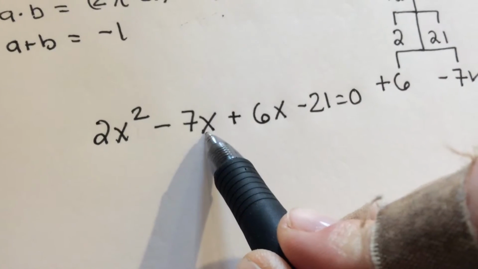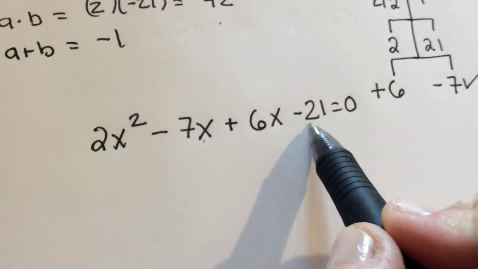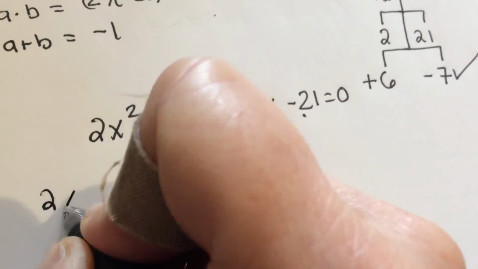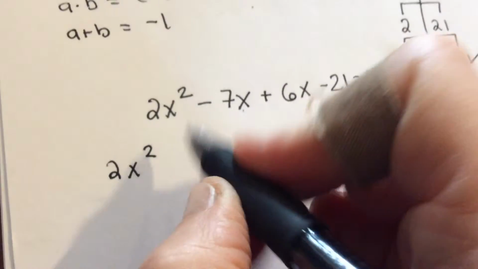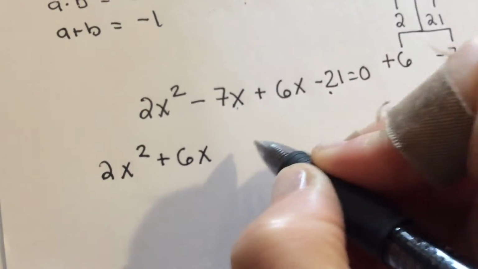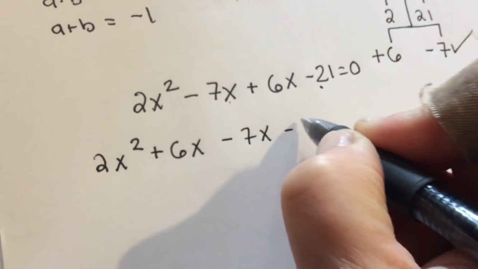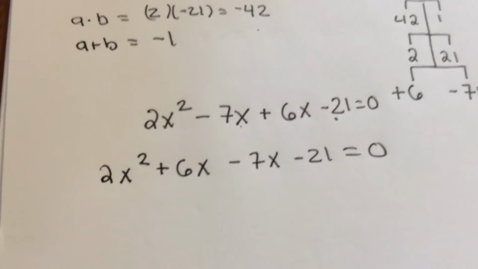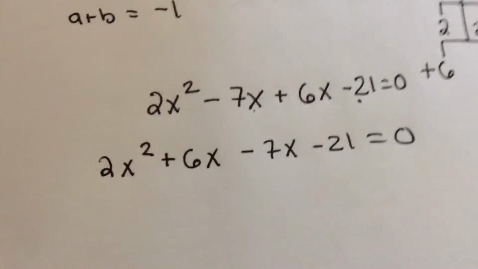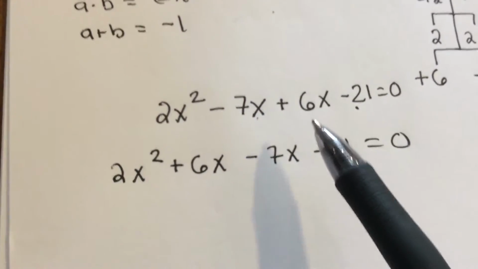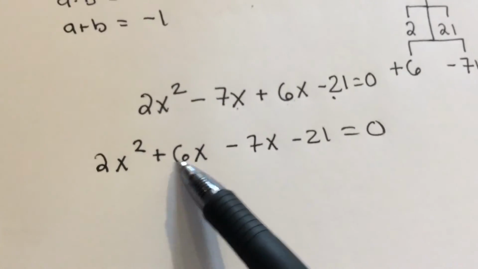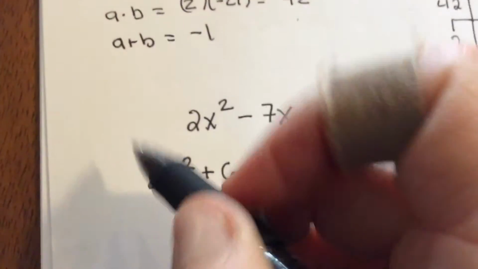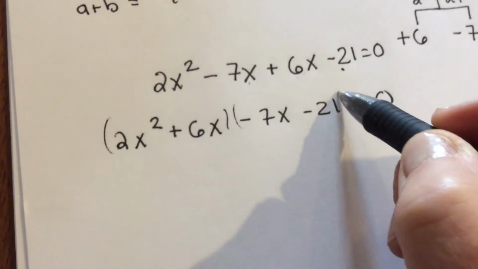But I could group negative 7x with negative 21. They have something in common. And 2x squared and 6x have something in common. So my grouping is going to be 2x squared plus 6x, and then negative 7x minus 21, and that equals 0. I'm just rearranging the terms that you already have here, which I can do because addition is commutative. So I take 6x over here because 6x minus 7x still gives me a negative 1. This is my first group, and this becomes my second group.